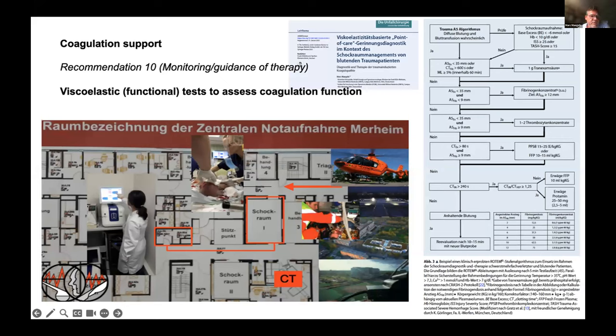And there we have this fully automated Sigma device, the Rotem device installed. And once the blood sample is taken, it's immediately transferred into this location. And we usually have a nurse who activates the Rotem segment.